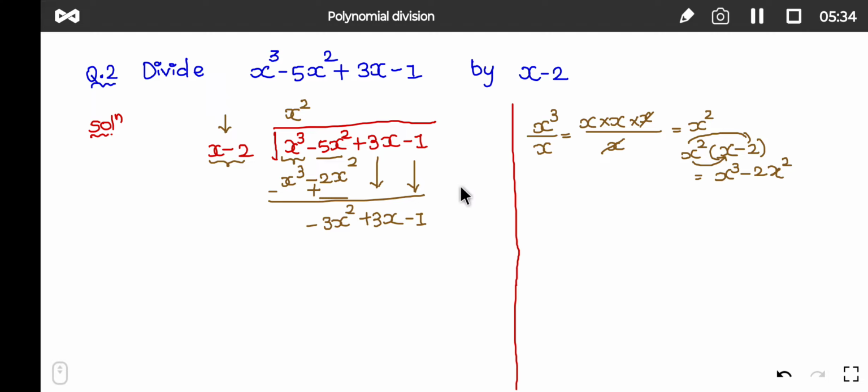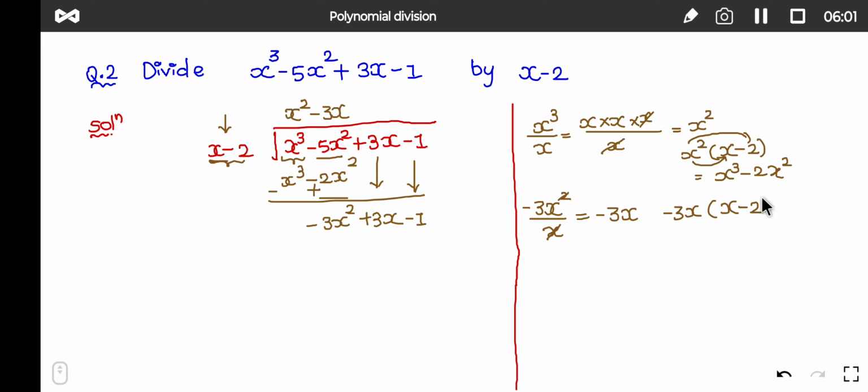Repeat the same steps. First term is minus 3x square, so we'll write down minus 3x square divided by, outside the first term we have x, so divided by x. So 1x will get cancelled, so it will remain minus 3x. So the second term in the quotient will come minus 3x. Okay. Now the next step is what?